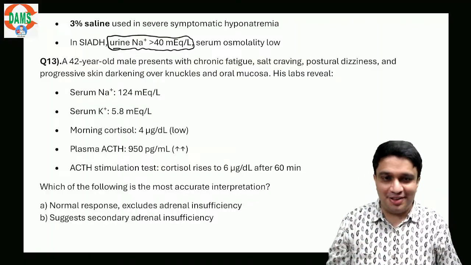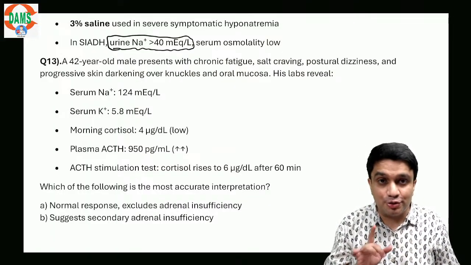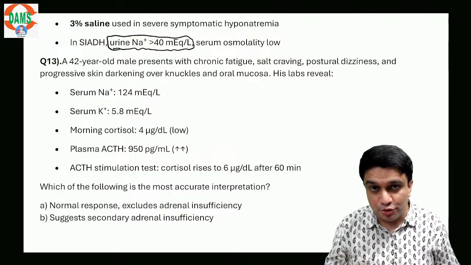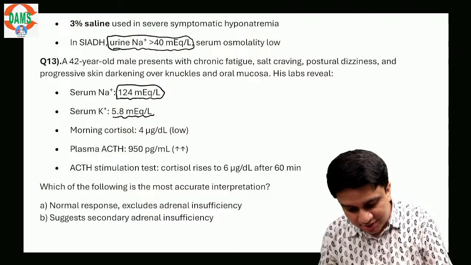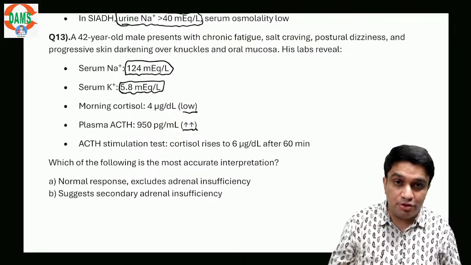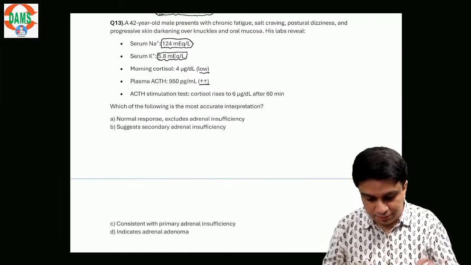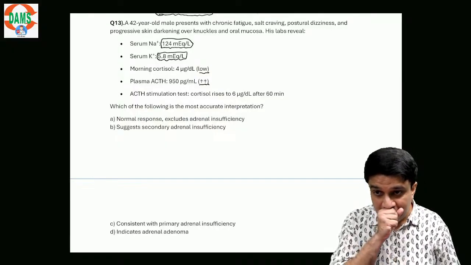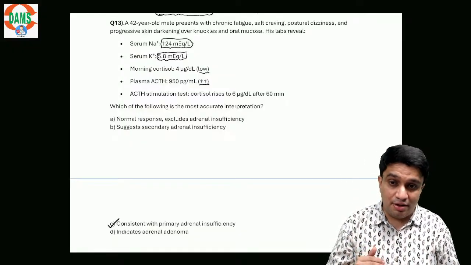Took time. Right. Chalo. A 42-year-old male patient presents with chronic fatigue, salt craving, postural dizziness, progressive skin darkening over knuckles and oral mucosa. Diagnosis reveals this: sodium is 124, low. Potassium on the higher side. Plasma cortisol is low, ACTH is high. Tell me, what is the most accurate interpretation of this? Is it a secondary adrenal insufficiency or is it a primary adrenal insufficiency? It's a clear-cut case of primary adrenal insufficiency. Why? Because your ACTH is high, rebound high.